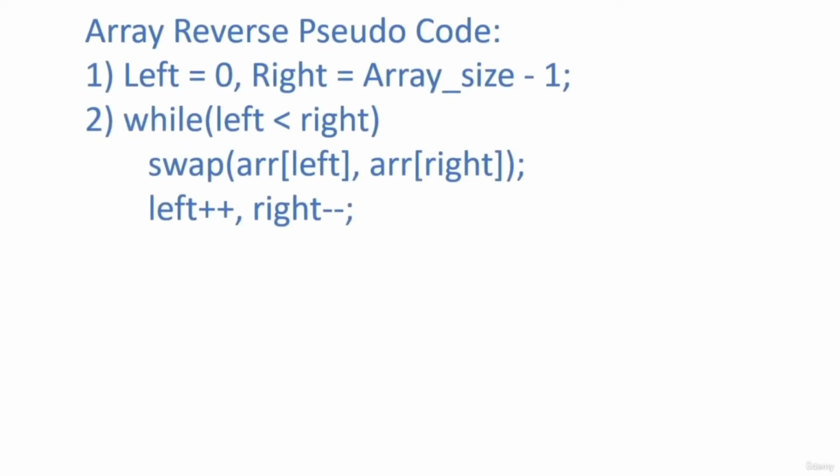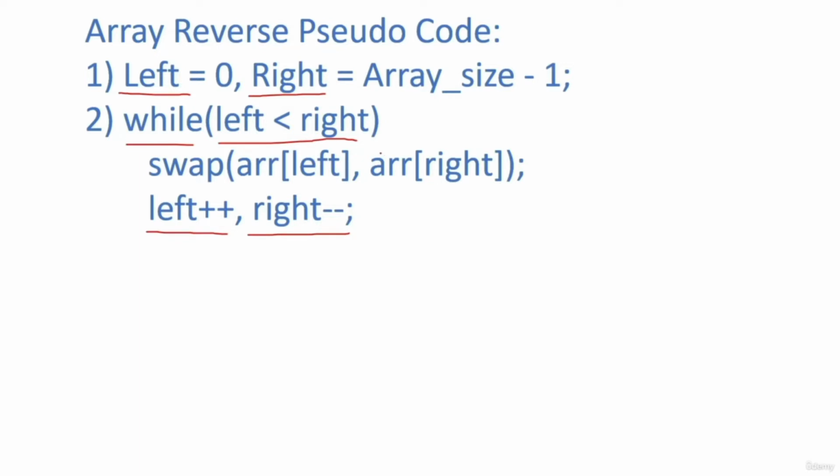Here is the pseudocode of the algorithm. First step, we will take 2 pointers. The left pointer will point to the element present at the 0th index, that is the first element, and the right pointer will point to the element present at the last index. In the second step, we will say while left is less than right, swap arr of left, arr of right, which will swap elements present at relative locations. We will simply say left plus plus and right minus minus, and our while loop will run till left is less than right.